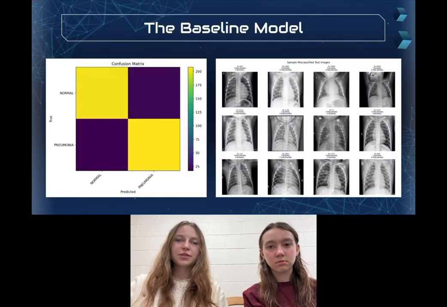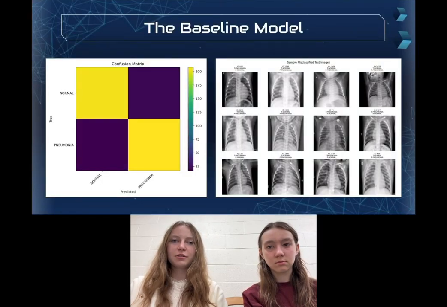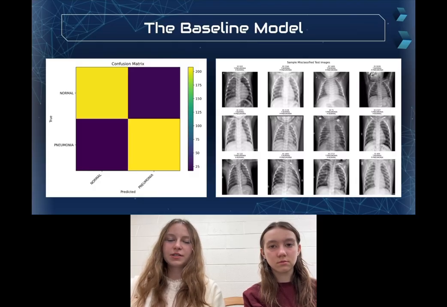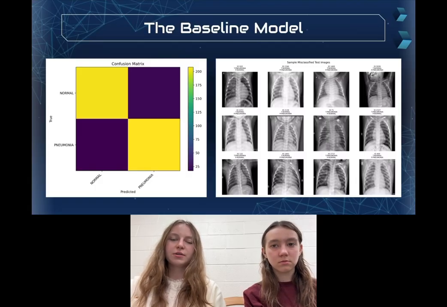Our confusion matrix was actually quite strong, as we had about 200 images correctly classified as normal and 200 images correctly classified as pneumonia, with 25 incorrectly classified for each type of image. In total, leaving us with 400 correctly classified images and about 50 incorrectly classified images.